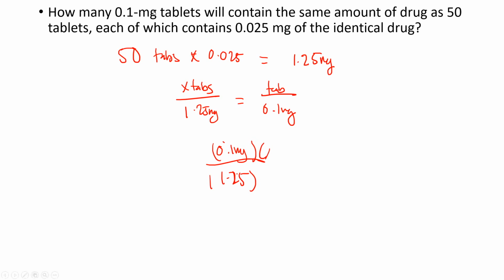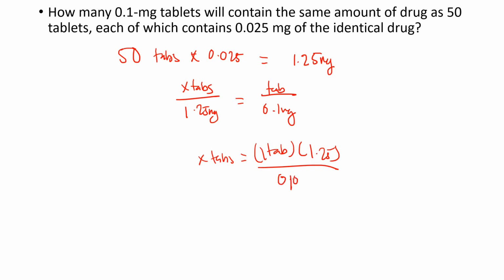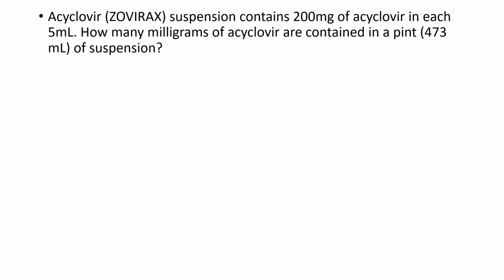No, wait, I'll erase it. Okay, X tabs equals 1 tab multiplied by 1.25 divided by 0.1. I can't actually see the screen clearly because my microphone is in front of my face. So you need 12.5 tablets. This would be equivalent to the original 50 tablets of 0.025 milligrams.